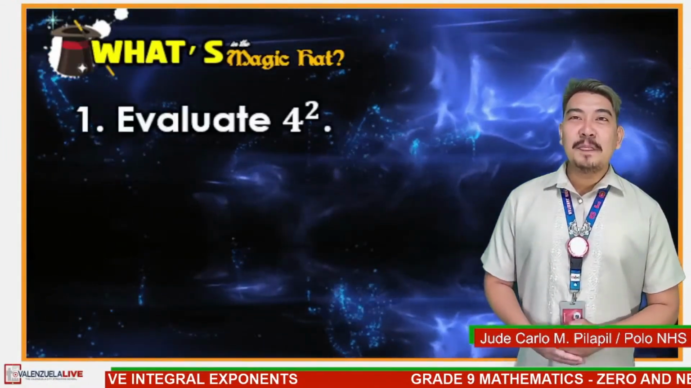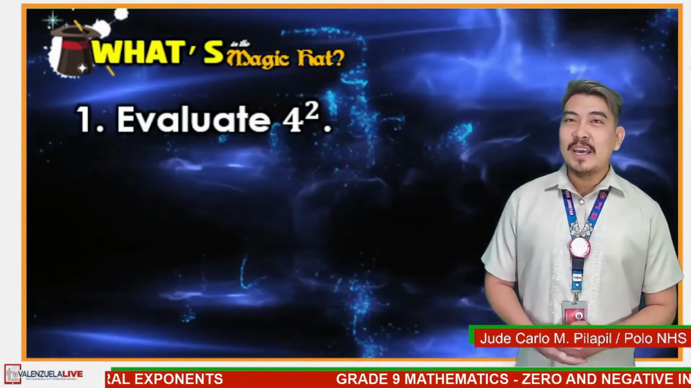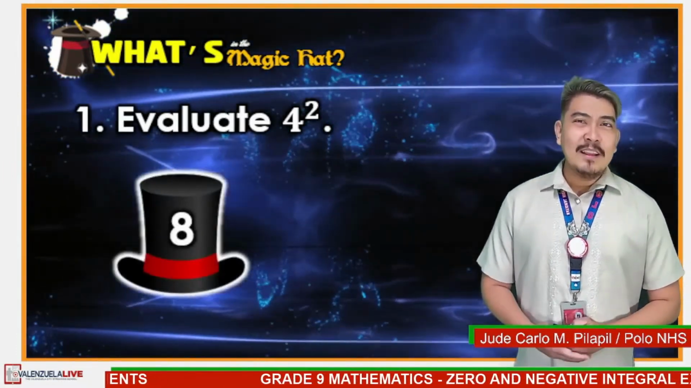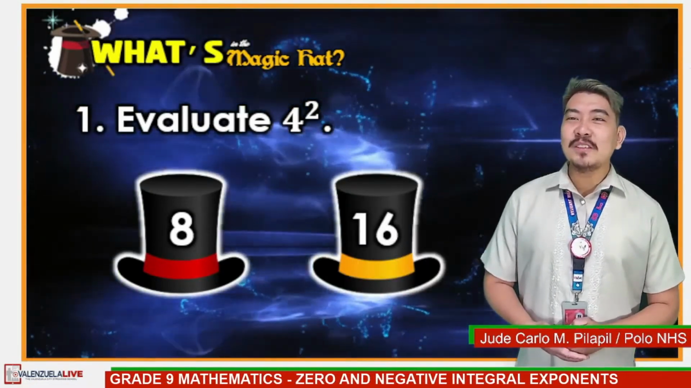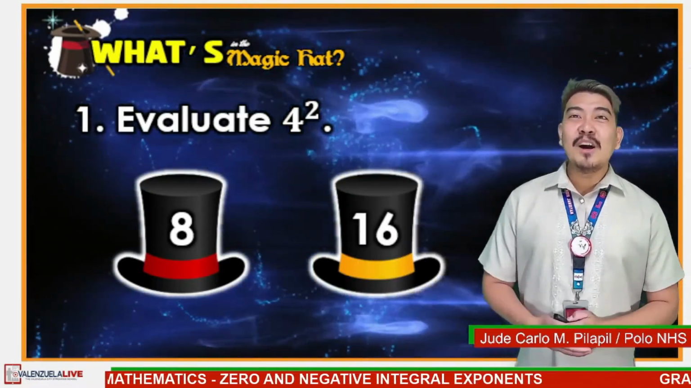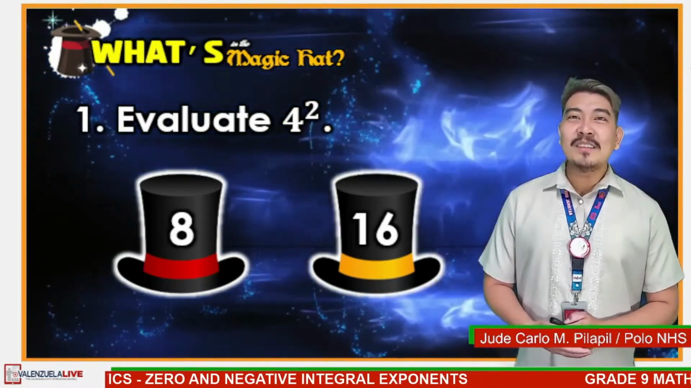Item number 1. Evaluate 4 squared. Is it the red hat that corresponds to 8 or the orange hat that corresponds to 16? Type the color of the hat. Your 10 seconds starts now.